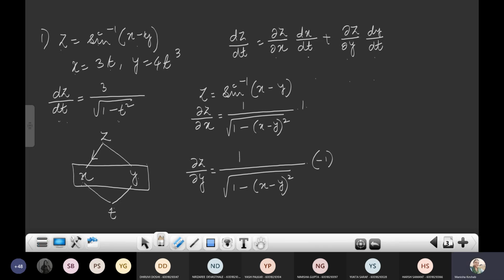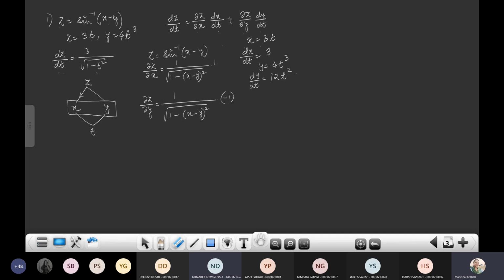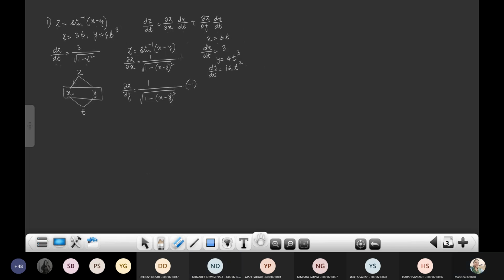Next, we want dx/dt. My x is equal to 3t, so dx/dt is equal to 3, and y is equal to 4t cube, so my dy/dt is equal to 12t squared. Now let us substitute all values in the formula and see what we get.